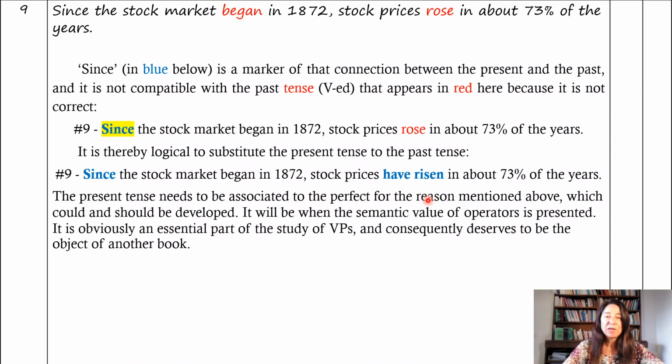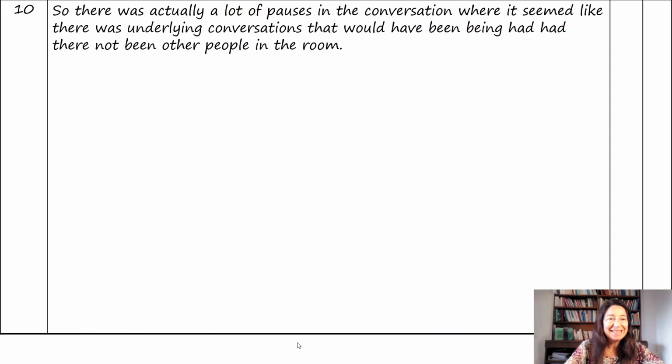Okay, so actually, "since the stock market began in 1872," this whole clause here implies that the next verb cannot be in the past tense and needs to be expressed with an operator that shows this idea of interconnection between the present and the past. The present perfect, "have risen", is necessary here. Let's go on to the last example.